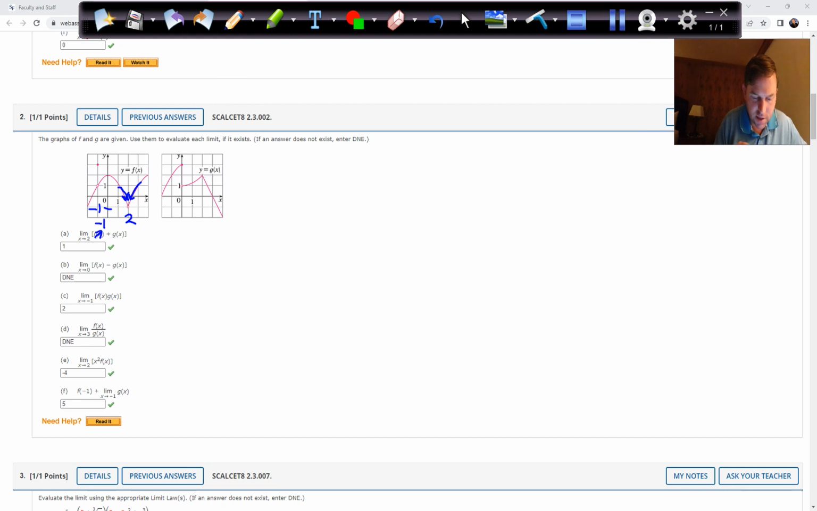Okay, then g of x. For g of x, it also is approaching 2. So here's 2. From the left, I'm approaching that corner. From the right, I'm approaching that corner. That corner occurs at +2. So this would simplify to +2. So this whole thing would become -1 plus 2, which is 1. Okay, have to do a bunch of these.